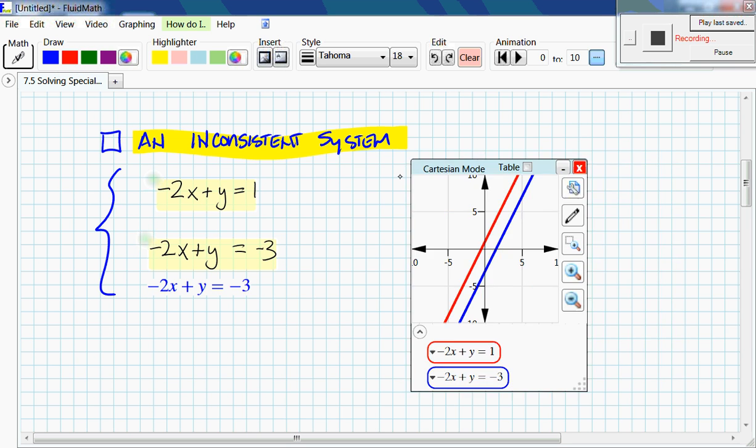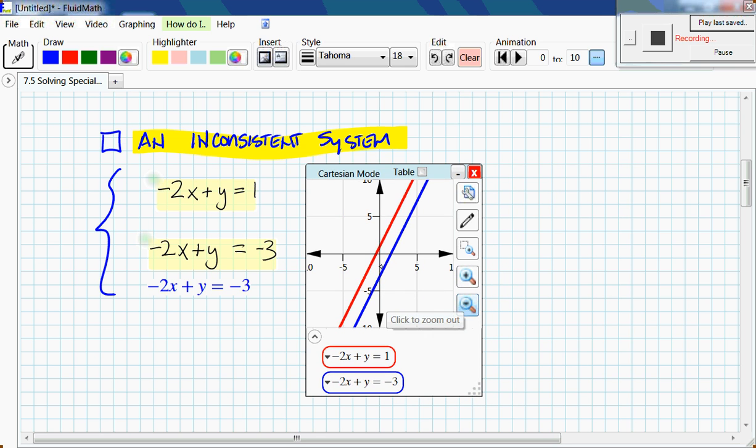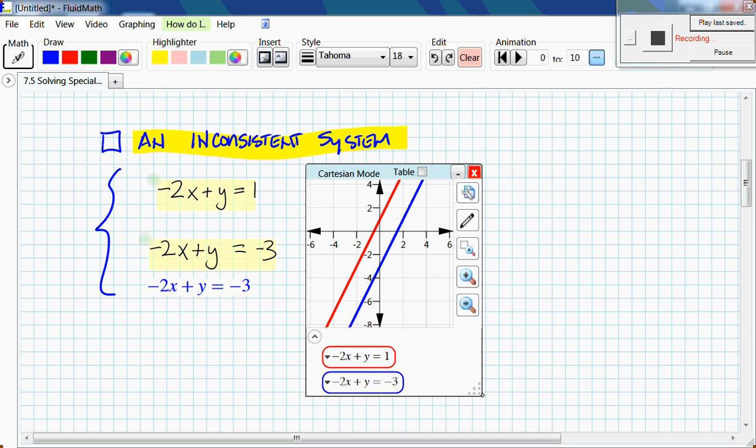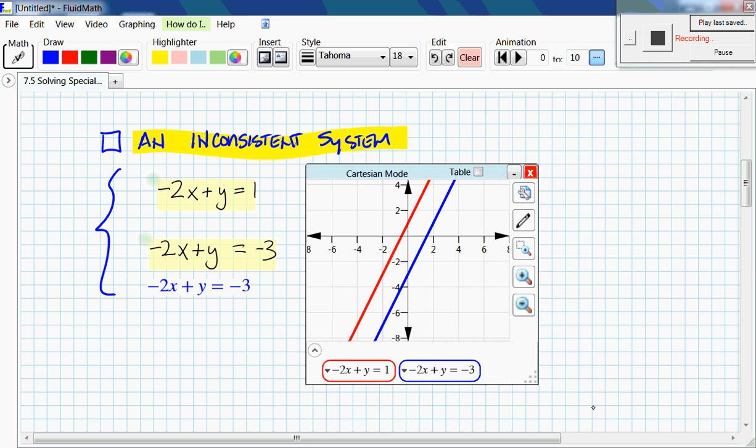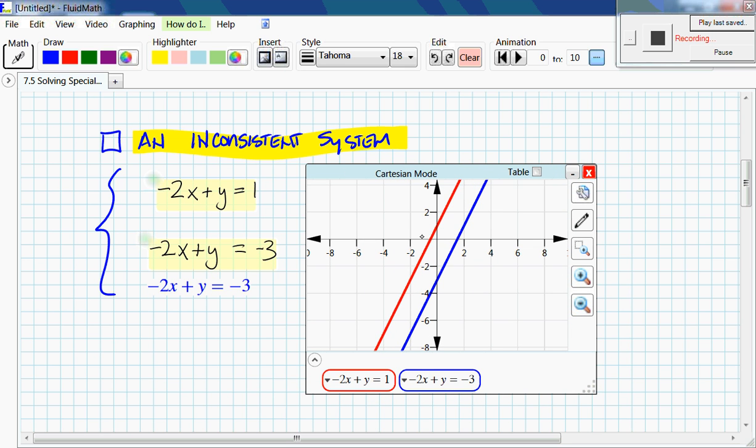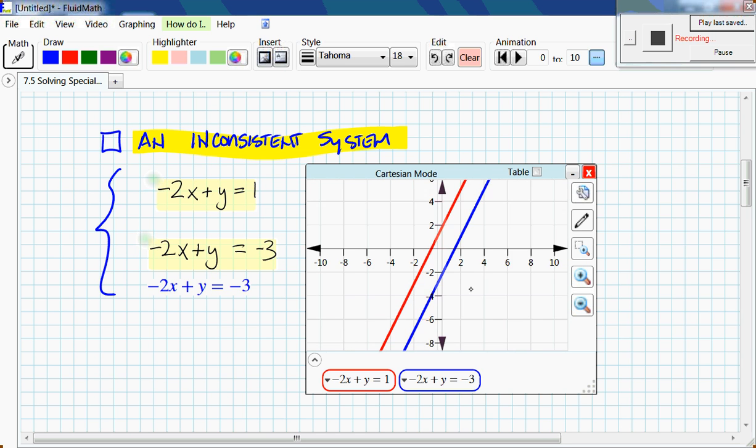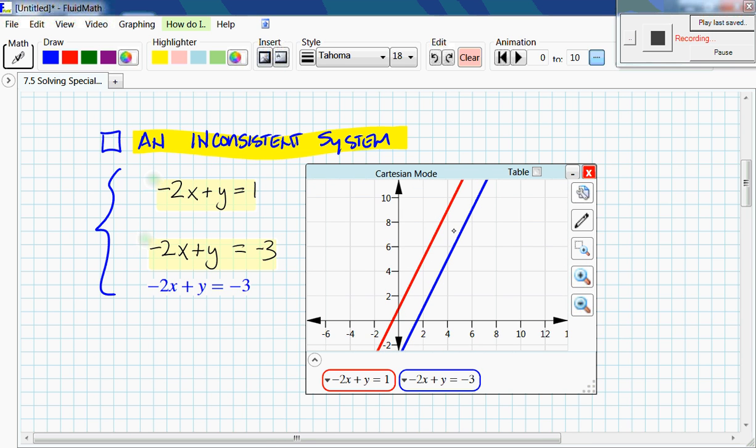Okay. So from what we know, I'm looking for the point where these two graphs cross, right? Well, these graphs are parallel. They're exactly parallel. So no matter where I look, these two lines are never going to cross. So how can a system of equations have a solution if the lines never cross anywhere? So that's the whole point of this idea here. That's what we call an inconsistent system. It's a system in which the lines will never cross.